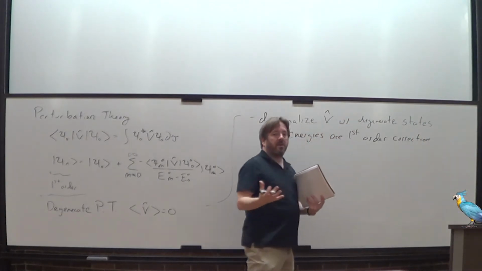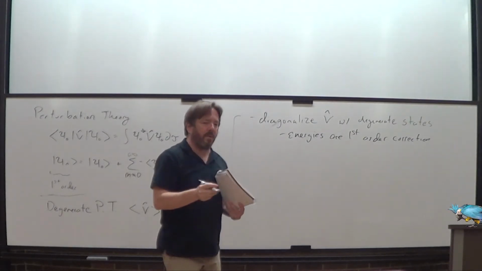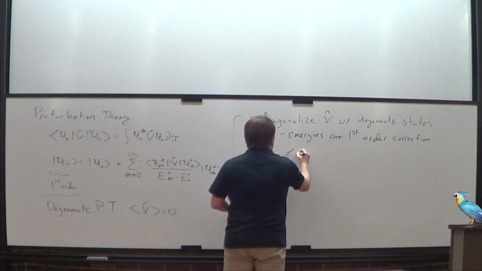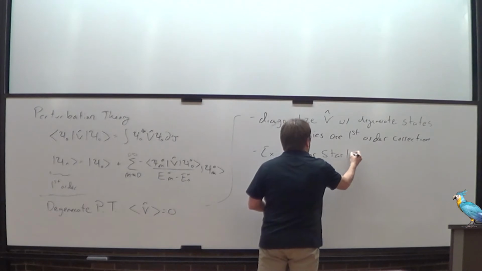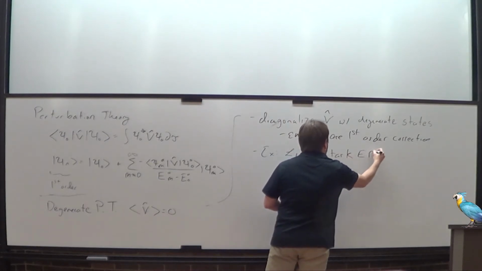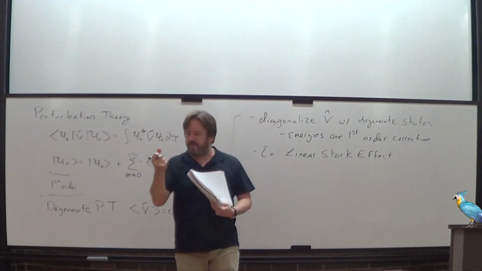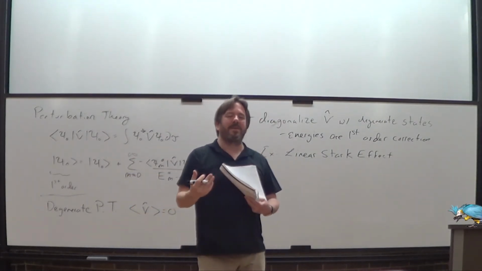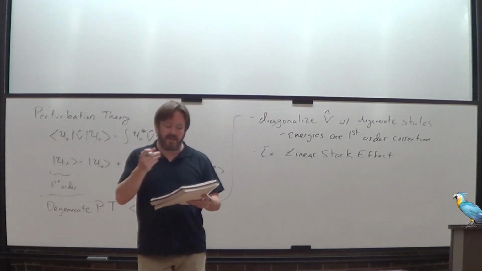And the states are the new states. But I'm not even going to write that down, it's too simple. I'll work an example. The example I'm going to work is going to be called the linear Stark effect, which is just like a magnetic field, but it's an electric field. So you put something in an electric field, and states, degenerate states, are perturbed.